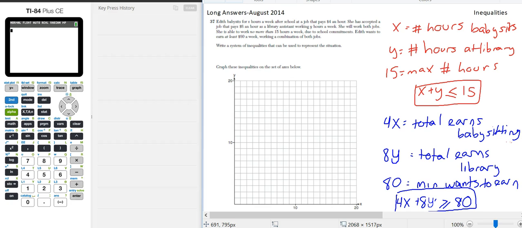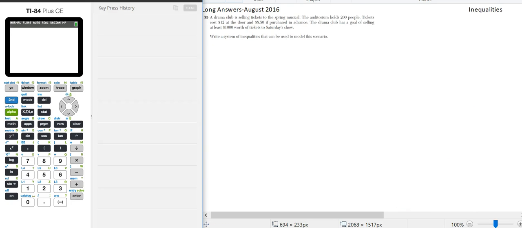Let's look at one last question. This is question number 35 from the August 2016 Algebra 1 Regents. The question actually has two parts. We're only going to do the first part. A drama club is selling tickets to the spring musical. The auditorium holds 200 people. Tickets cost $12 at the door and $8.50 if purchased in advance. The drama club has a goal of selling at least $1,000 worth of tickets to Saturday's show. Write a system of inequalities that can be used to model the scenario.